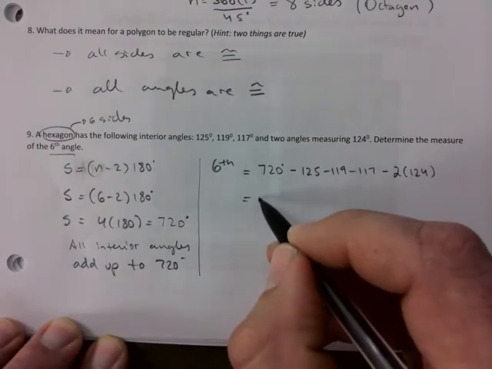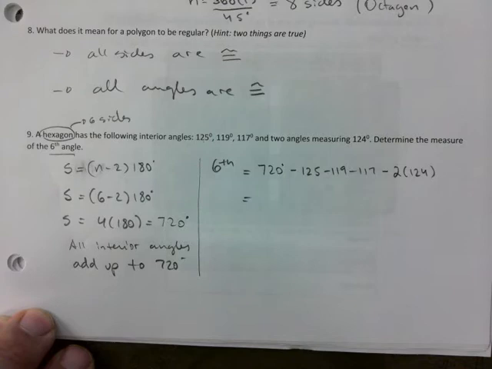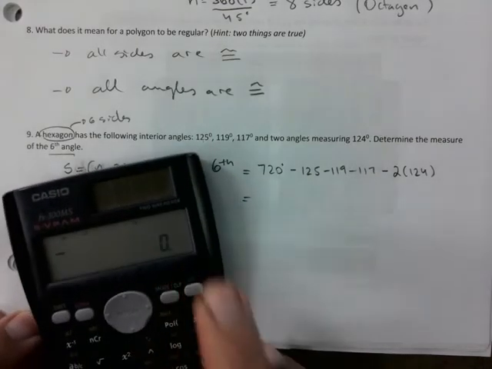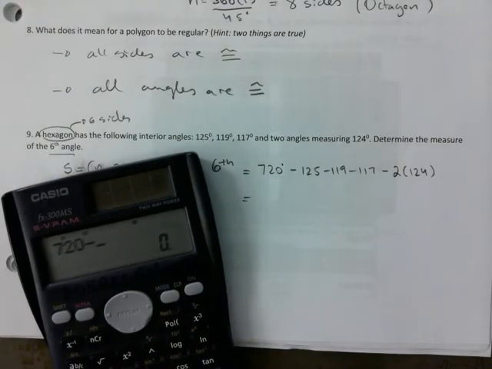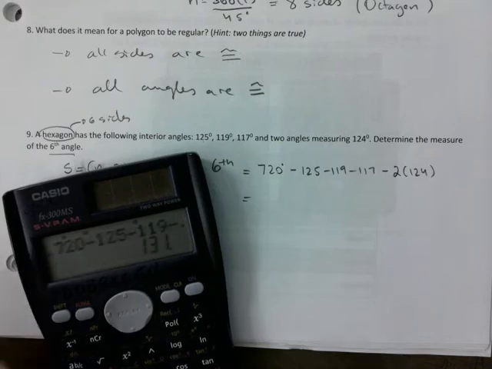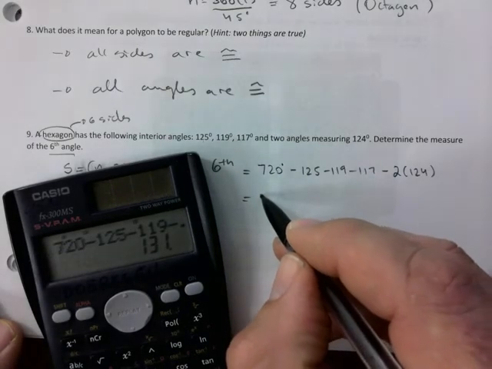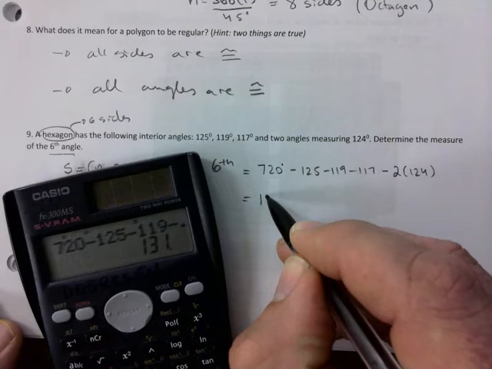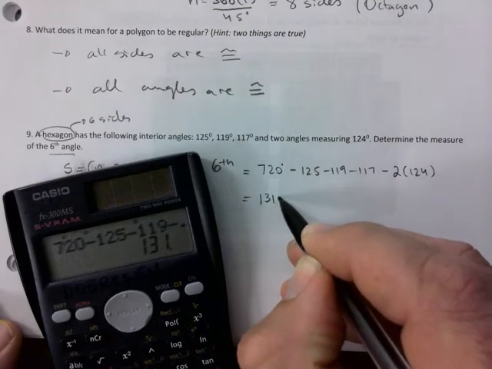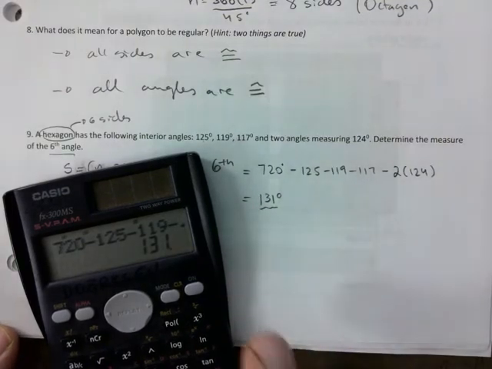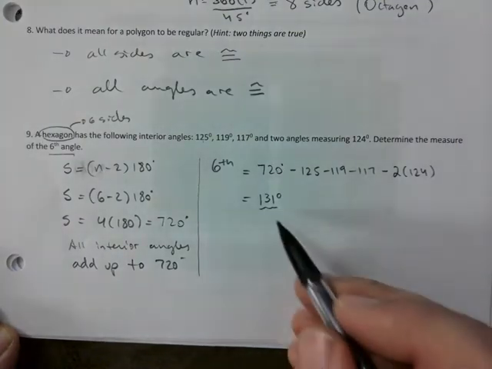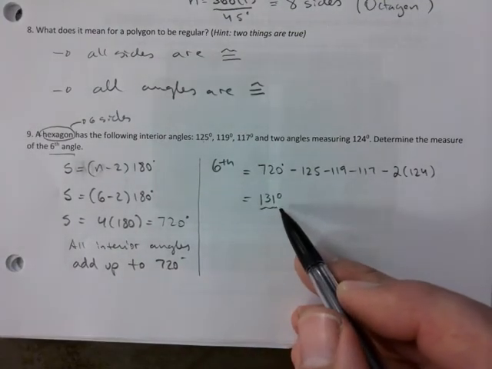So I'm going to actually do this here with you. Grab a calculator, right? 720 minus 125 minus 119 minus 117 minus 2 times 124. And you're left with 131 degrees. That is your sixth angle right there.